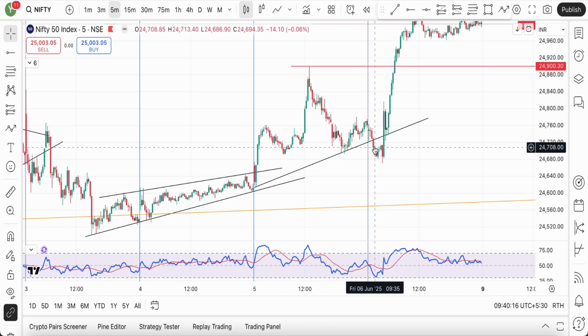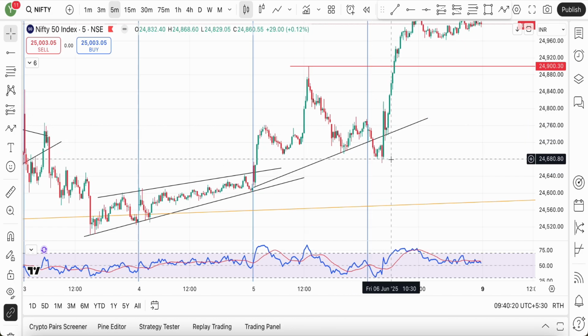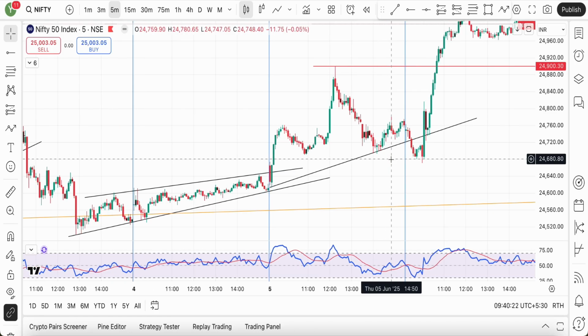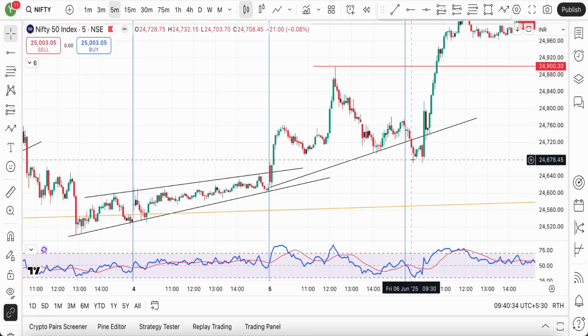Now try to understand. Market has invited fresh shorters around here. Now I'm explaining the concept where I ask you guys to talk to the market in an attempt to understand what exactly is happening in the markets, right? So the market broke down below this trend line, gave a pullback, invited fresh shorters, absorbed some liquidity. I would have been one of those shorters who would have been trapped here.